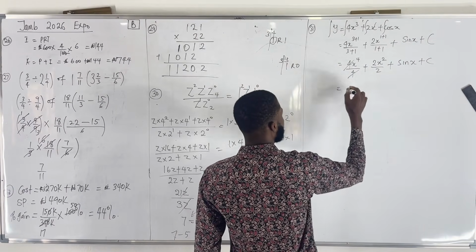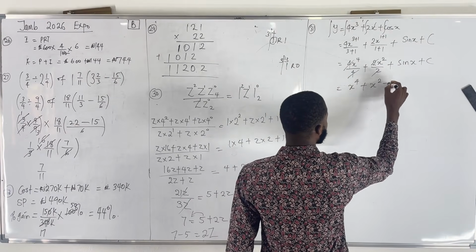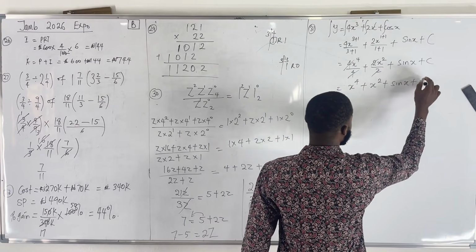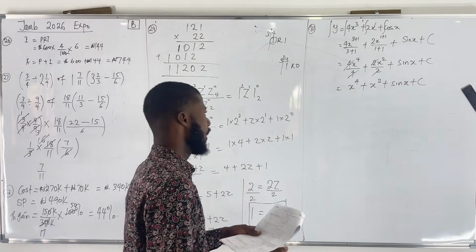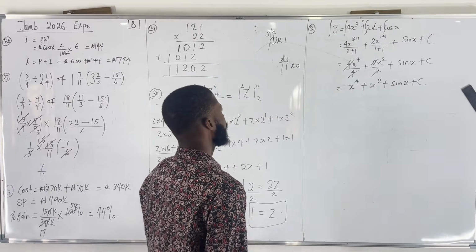So the 4 cancels out 4, so this is x to the power of 4. The 2 cancels out 2, so this is x squared plus sine x plus c. So that is what we have as the answer to question 31. Question 32.